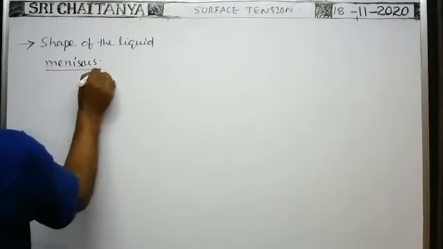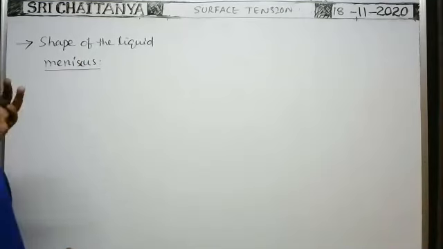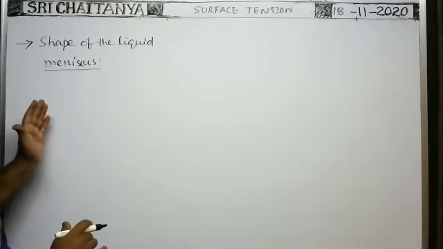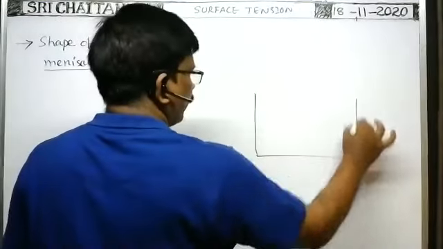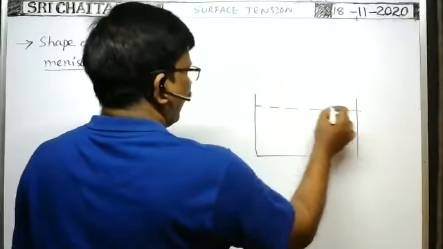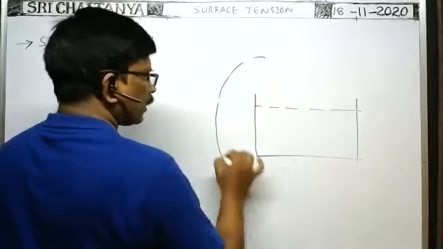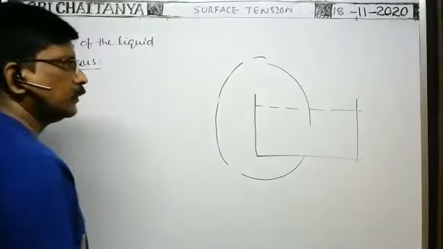Meniscus. Shape of the liquid meniscus. I am drawing the surface of the beaker, where liquid is taken up to this level. I will draw only this part of the diagram. Okay.